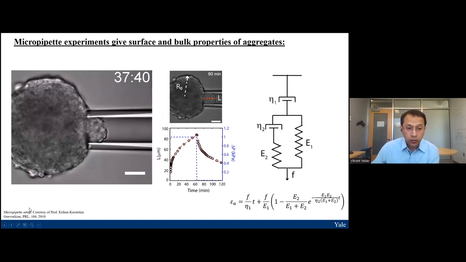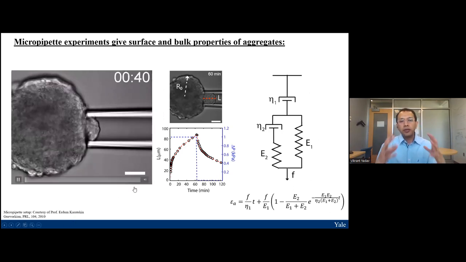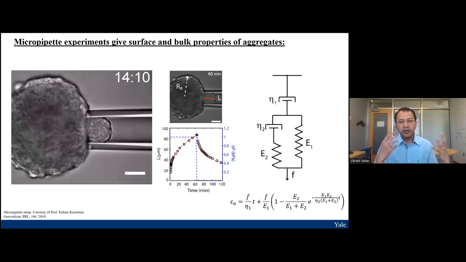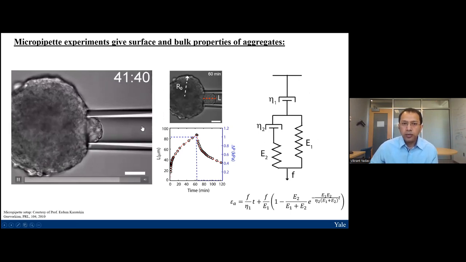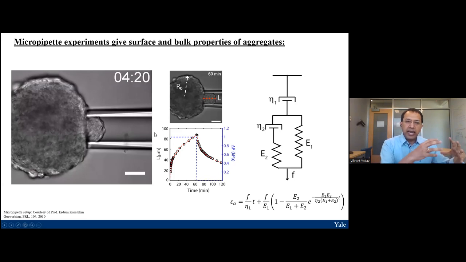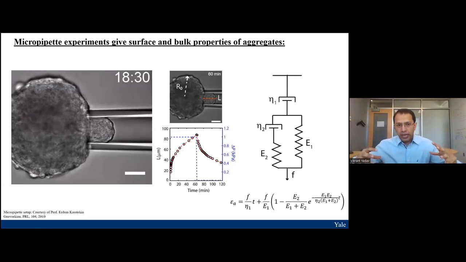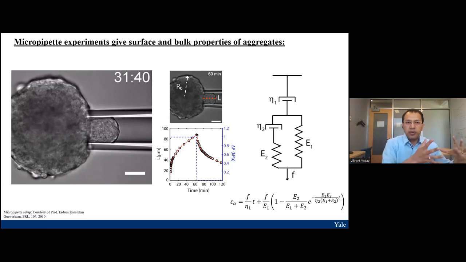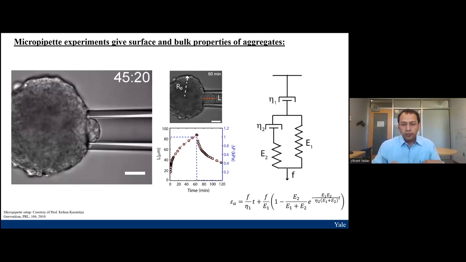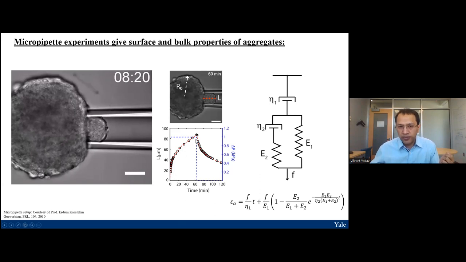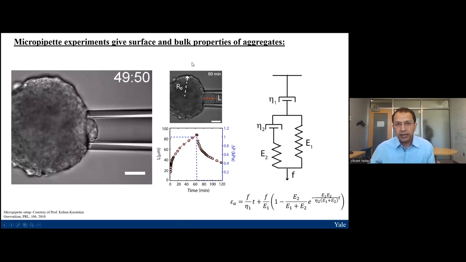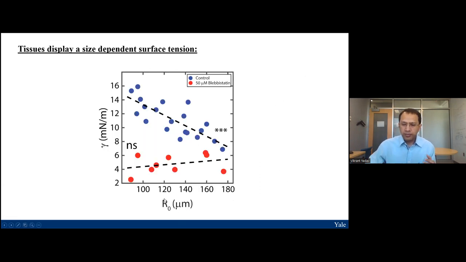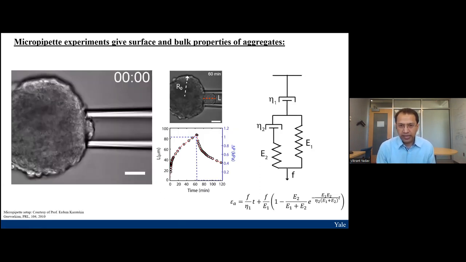There is this beautiful work by Gorkian that came out in 2010, where they use a micropipette. The general idea is that you have this very fine glass pipette, which is passivated. You create a pressure difference, bring it close to an aggregate, and it pulls this aggregate in. At some point, you turn off the pressure, and it allows the material to flow back. And by looking at the rates at which this material moves in versus moves out, you can calculate, by using a four-element mixed model, the material properties and surface tension of these aggregates.